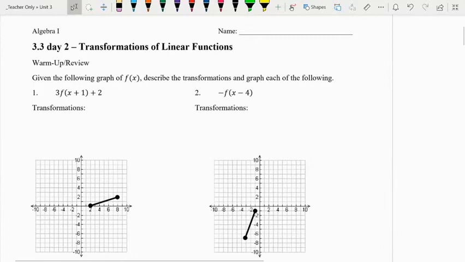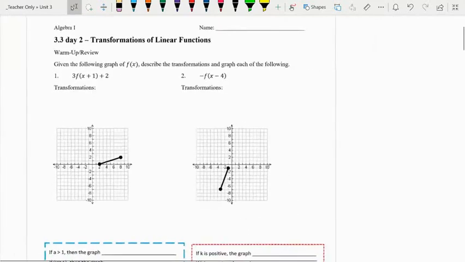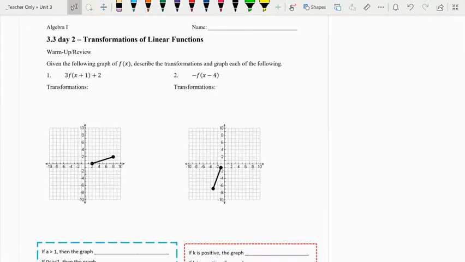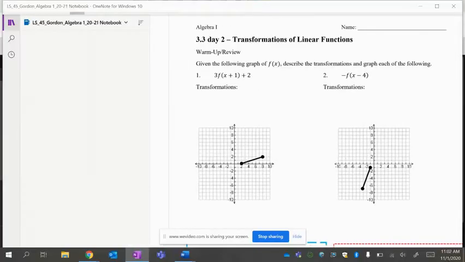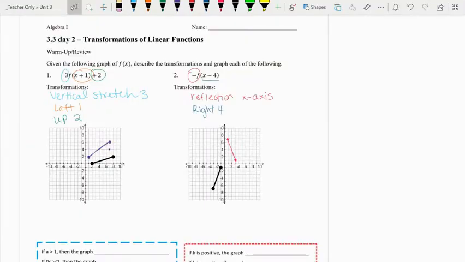For 3-3 day 2, we want to start off with a little bit of a warm up, kind of recapping what we did yesterday. So go ahead and pause the video, try these two out, and then we will go over it from there. All right, so now that you've had some time to take a look at these, this is what we should have ended up coming up with.